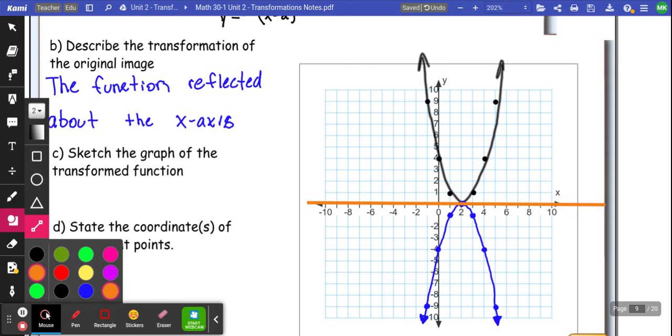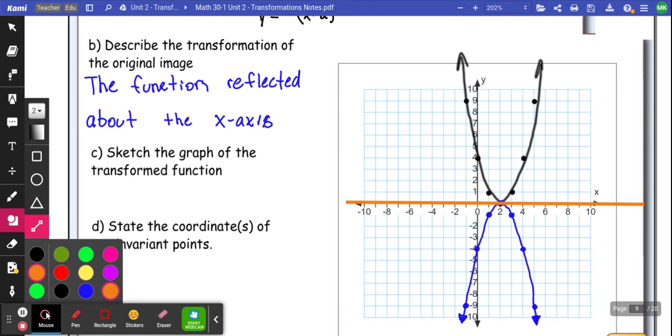Are we always going to be reflecting about the axis, or could it be y equals 4? No. It is possible that could happen. We're not going to see it, but in future math classes, you could reflect over anything. But we won't see much of that. We'll see reflection about the x-axis, the y-axis, and then something called the line y equals x, which you'll see.